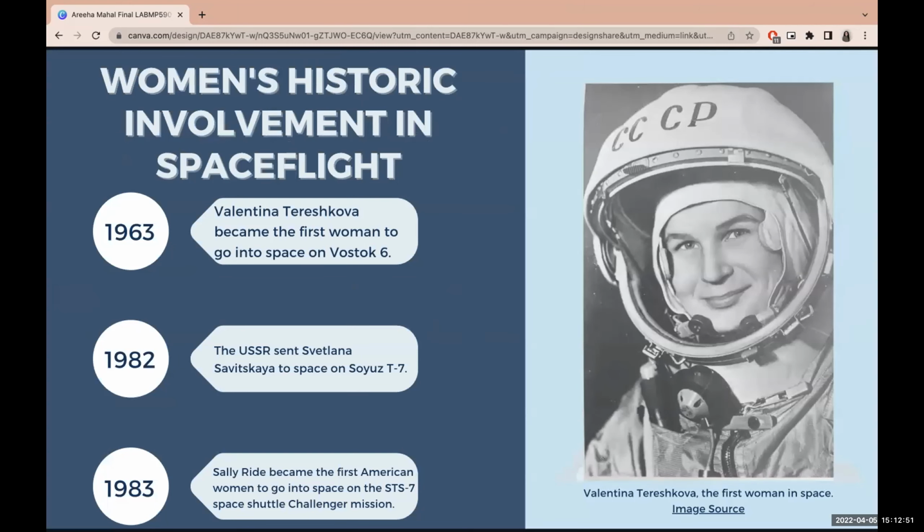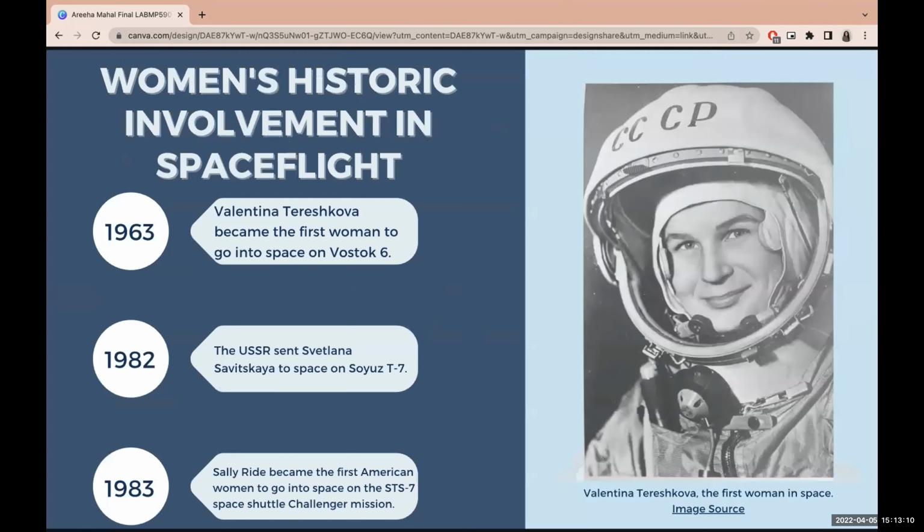So in 1963, Valentina Tereshkova became the first woman to go to space. After this, no woman went to space for almost 20 years, so there was a significant gap there. The USSR had sent Svetlana Savitskaya to space in 1982.